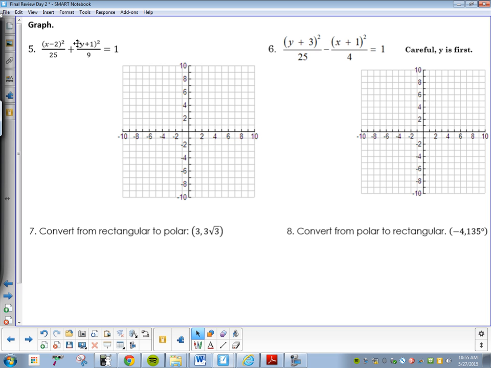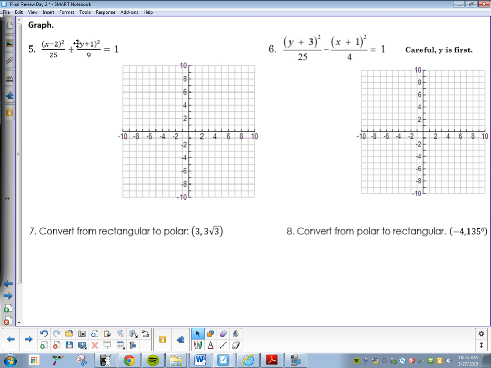So actually, let's look at number 6. Here we're graphing conic sections. Okay, 5 and 6 we're graphing conic sections. Let's look specifically at number 6. It says (y+3)² over 25 minus (x+1)² over 4 equals 1. So the first thing we always had to do is recognize what shape is being listed there.